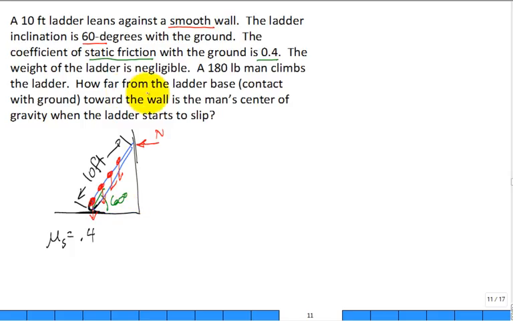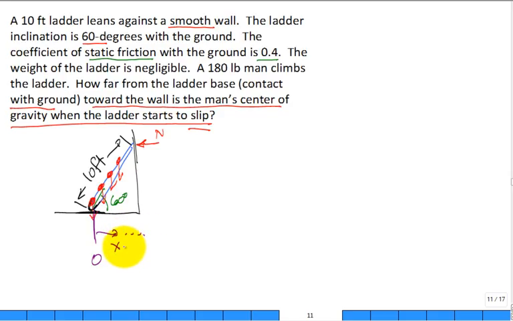How far from the ladder base that's in contact with the ground, toward the wall, is the man's center of gravity when the ladder starts to slip? Well, hopefully the ladder never slips on you or me. So you think about moving from this location over x. So x starts at 0 and it moves over. We want to find that location moving toward the wall where this is the center of gravity of the 180-pound man on the ladder when it begins to slip. And so this is the ladder free body diagram. We're going to have N at the top. Maybe we call this point B, and down here point A, contact point A.